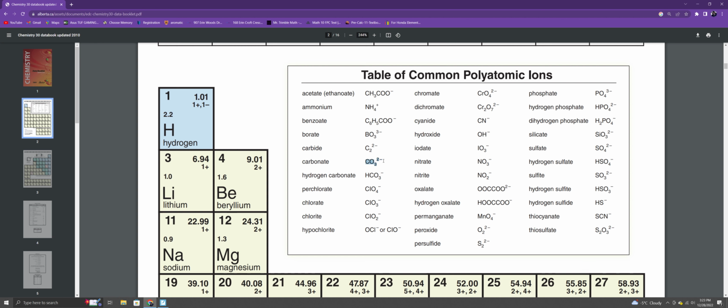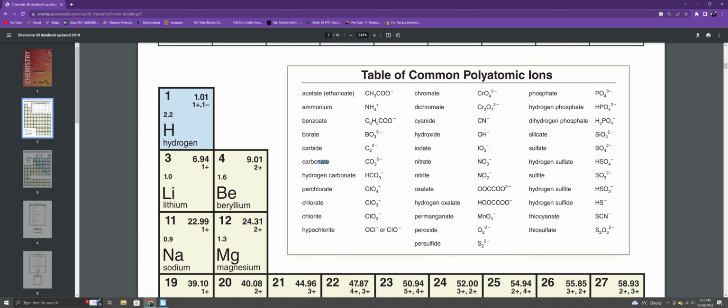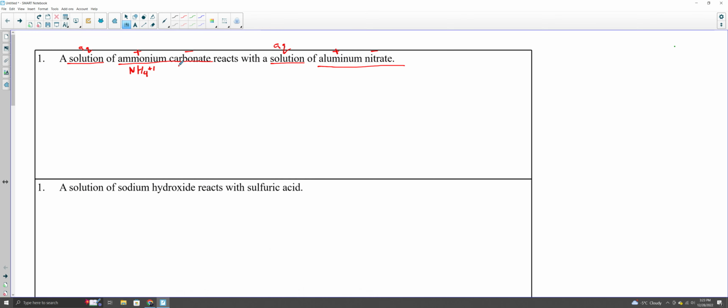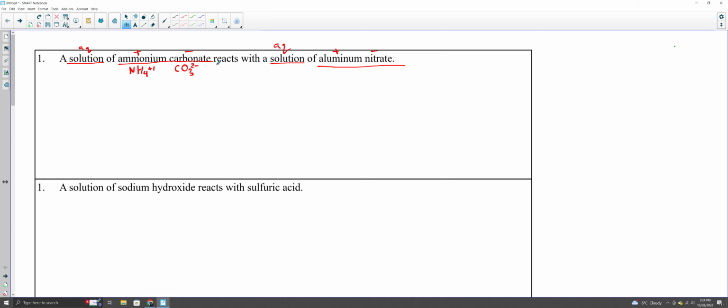Okay, it's CO3 2-. Now, how do I know to look on the polyatomics and not at the general periodic table? Well, it ends in ATE instead of IDE. Ending in ATE kind of symbolizes that this is a complex ion. So there's our charge. CO3, I believe, is carbonate. Yep. Charge of -2. Now on the aluminium nitrate side, let's do this in blue.